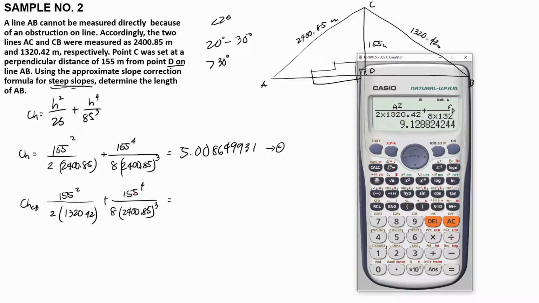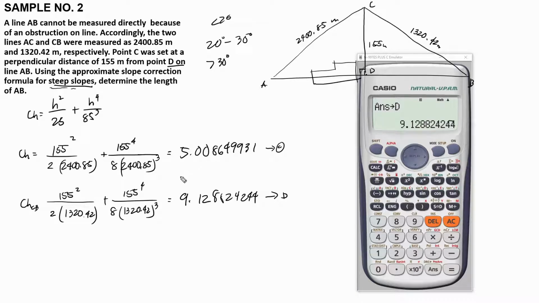Ayan. Mali pala yung type ko dito. Dapat siya ay 1320 lang din. So, dapat katulad siya nung kanina. So, we have 1320.42. Kinorek ko na siya dito. Yun nga again, dahil mas maikli siya, mas steep yung slope niya, and therefore mas malaki yung correction niya. So, 9.128824244. I'd like to store this kay D.